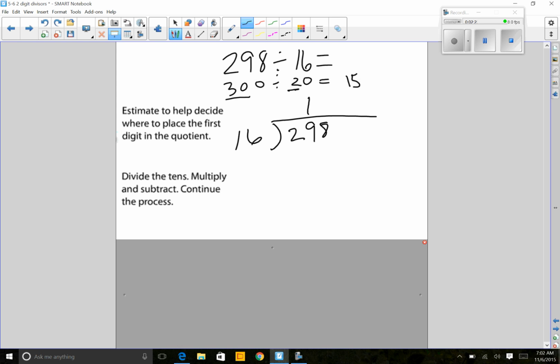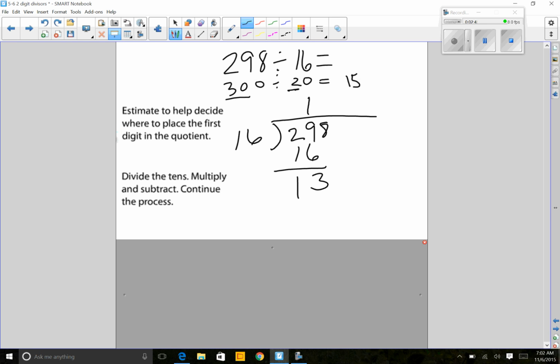If when you subtract you get a larger number, you know that the number is too low. But if you can't subtract, so if I'd done 2 times 16 and got 32 here, and I couldn't subtract, then I'd know this number was too high. Okay, so 1 times 16 is 16. 9 minus 6 is 3. 2 minus 1 is 1.